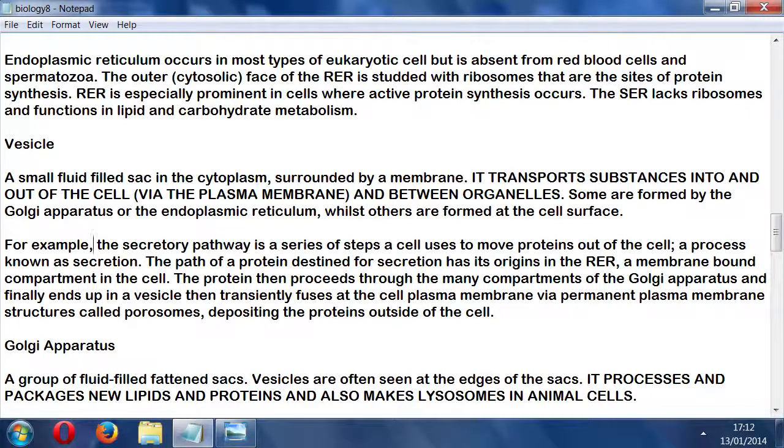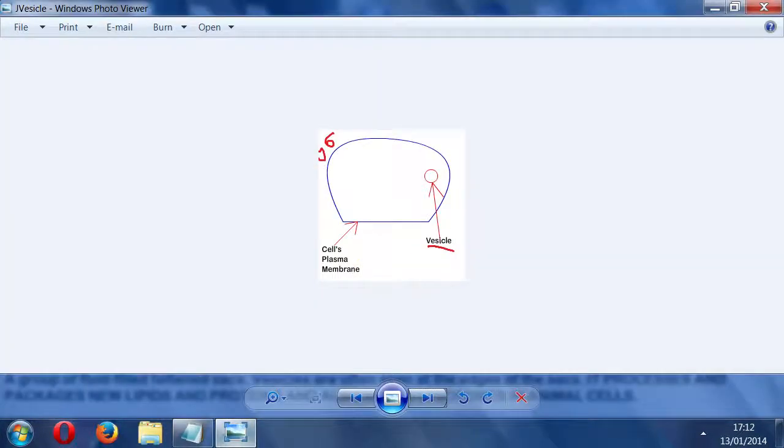the secretory pathway is a series of steps a cell uses to move proteins out of the cell, a process known as secretion. The path of a protein destined for secretion has its origins in the RER, a membrane-bound compartment in the cell. The protein then proceeds through the many compartments of the Golgi apparatus and finally ends up in a vesicle, then transiently fuses at the cell plasma membrane via permanent plasma membrane structures called porosomes, depositing the proteins outside of the cell. And we'll move back to our pictures here.